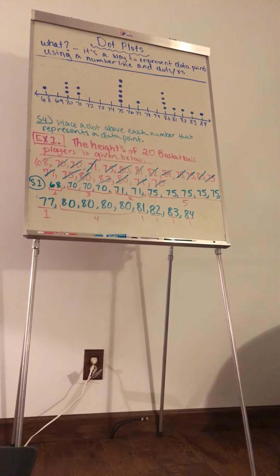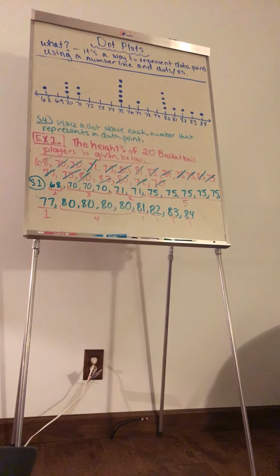So again, the steps are you order your numbers from least to greatest, and then you count how many of each kind of number you have. So I've got 168, 3 70s, etc. Okay? Then you make your number line starting with the lowest number of your data set and ending with the highest. And then you place dots above the corresponding numbers based on how many of those numbers that you have.